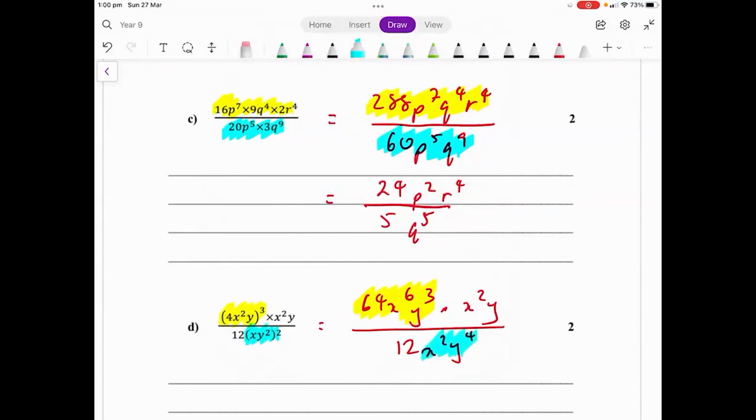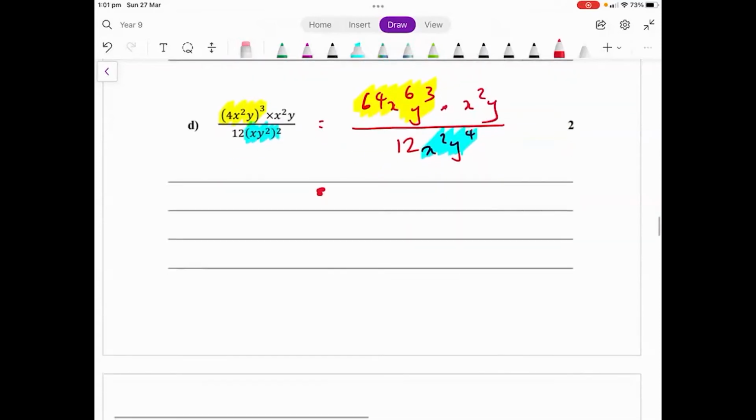Next, I need to simplify the numerator. So I do x to the power of 6 times x to the power of 2. So I add the powers. That gives me x to the power of 8. A similar thing for the powers of y gives me y to the power of 4. Everything else I leave alone. Then I simplify the coefficients. 64 over 12 is 16 over 3.